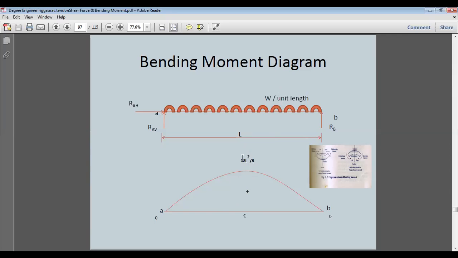Again, we can see this is a quadratic equation, and when it is a quadratic equation, the graph will be curvilinear rather than a straight line. So this is the second order degree representing curve. So we can draw the bending moment diagram 0 to WL square by 8 to 0. So this is the bending moment diagram of a simply supported beam with UDL.